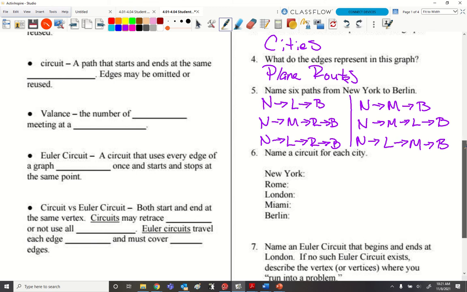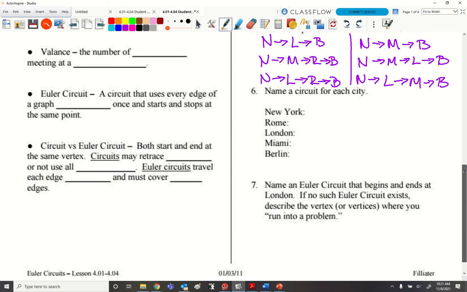All right, now this next one. Circuits. Definition of a circuit. Someone help me. What is the definition of a circuit? Go ahead. A circuit that uses every edge of a graph exactly once and stops at the same point. That's an Euler circuit. Oh yeah. Wait, a path that starts and ends at the same vertex. Okay, a path that starts and ends at the same vertex, right? Starts and ends at the same vertex.